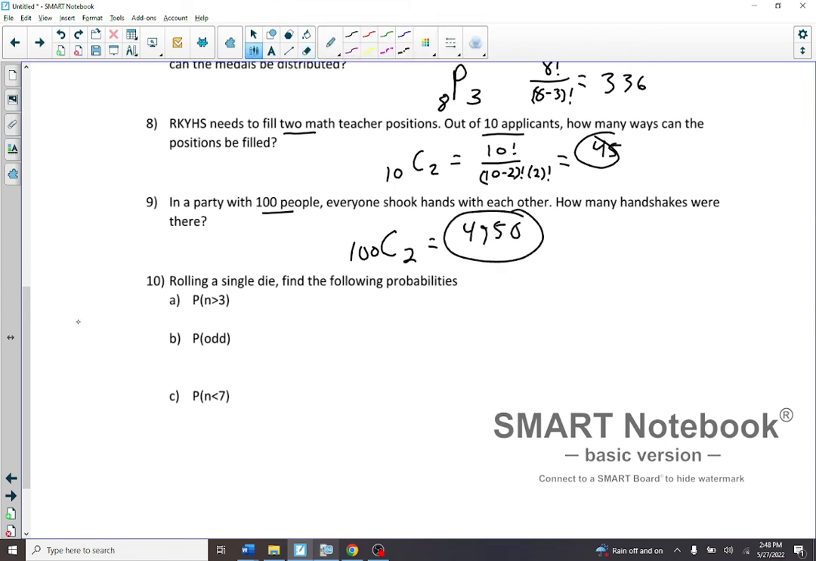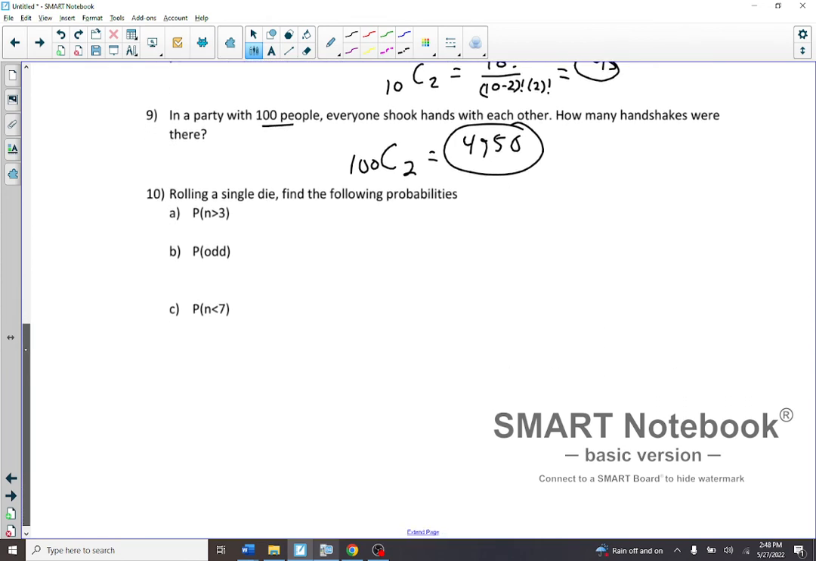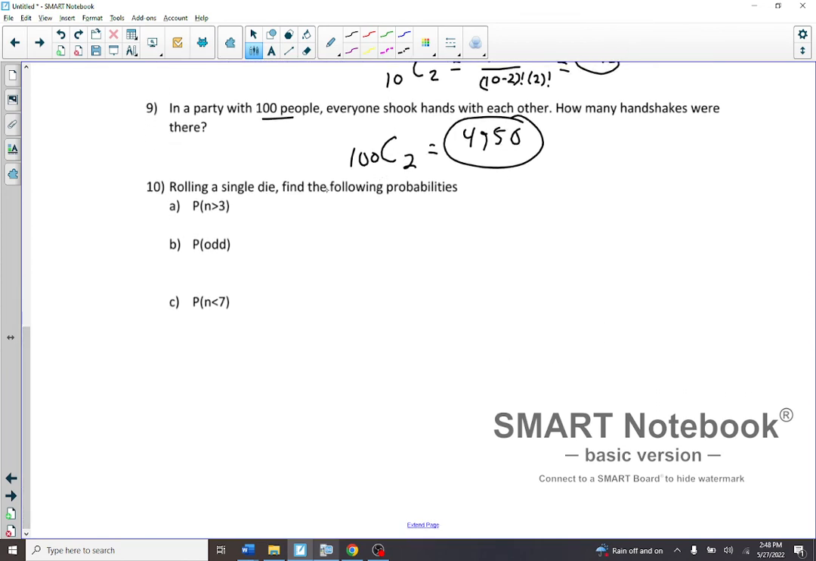Okay, because it's not particular if I shake your hand or you shake my hand, it's the same thing, so we use C. We're not particular about who's shaking whose hand.